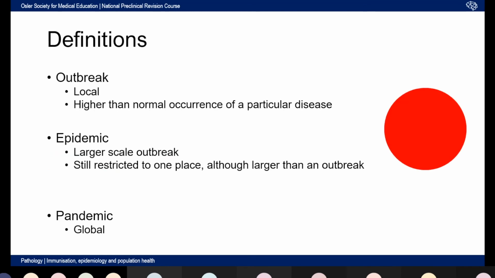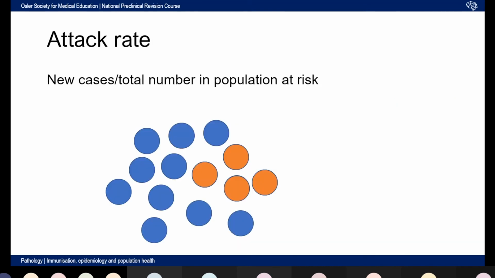Some more definitions I'm sure everybody knows off by heart. So outbreak: this is a local occurrence of a disease in a particular place at a particular time, and that's my little red dot on this animation. And then we have our epidemic, which is a larger scale outbreak, although it's still quite restricted. And then finally, pandemic: global. So enough said about that. Sorry, there are a lot of definitions here, but I think it's really important to get them clear when you think about epidemiology.